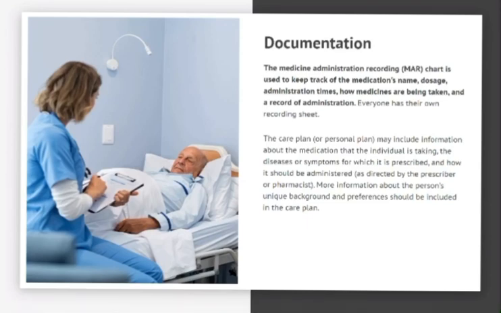The care plan or personal plan may include information about the medication that the individual is taking, the diseases or symptoms for which it is prescribed, and how it should be administered, as directed by the prescriber or pharmacist. More information about the person's unique background and preferences should be included in the care plan.